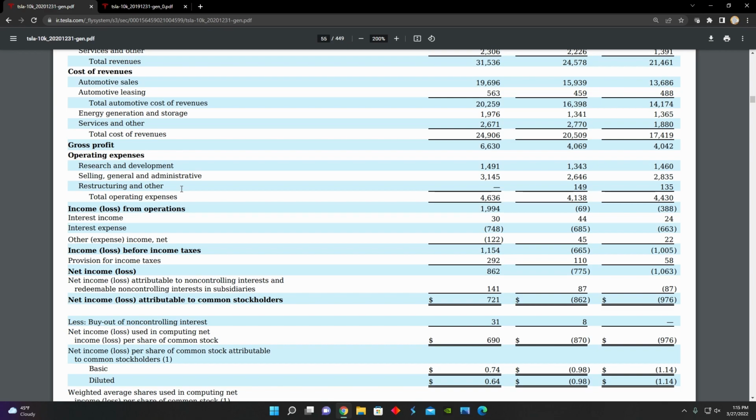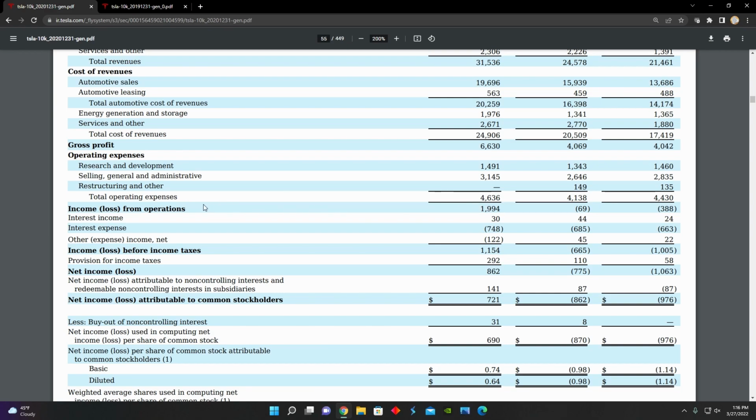And then restructuring and other. This is basically just a one-time expense that a company incurs when they are reorganizing their operations. And so an example of this might be when a company is laying off employees, or they're closing manufacturing plants, or they're shifting production of a certain good to a new location. And then right here we see total operating expenses. This is just research and development, selling, general, and administrative, and restructuring costs all added together to give us our total operating expenses.